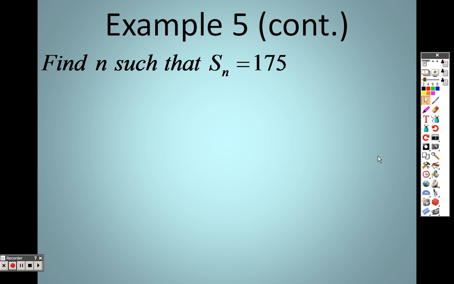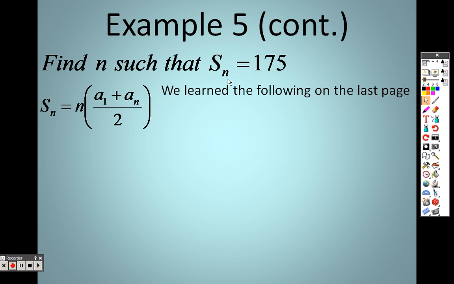So find n such that S sub n equals 175. What this is saying is, let's work backwards. Now we're going to use what we just talked about. It's the same example, so I still have the same formula. Okay. What we're saying here is that S sub n is 175. What that means is we already know what our sum is. Alright, so I can plug that in right here.